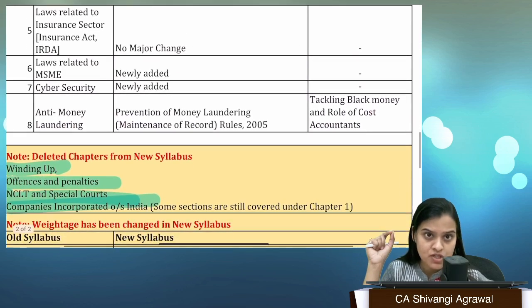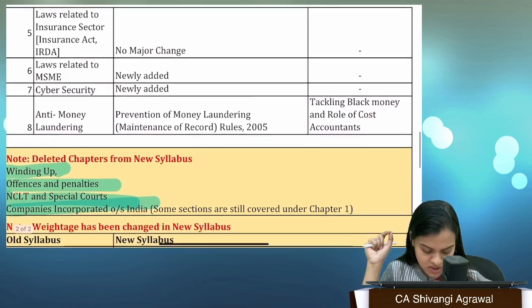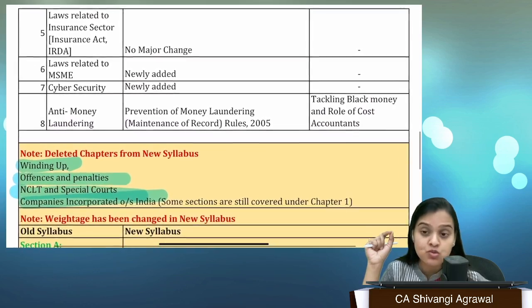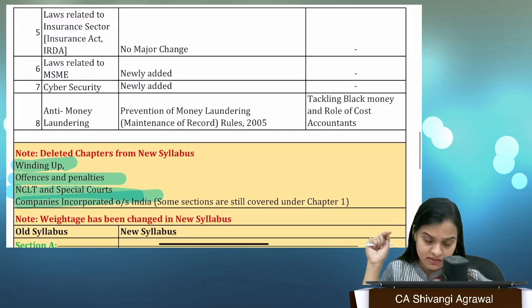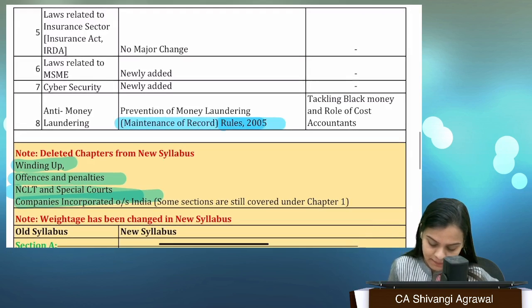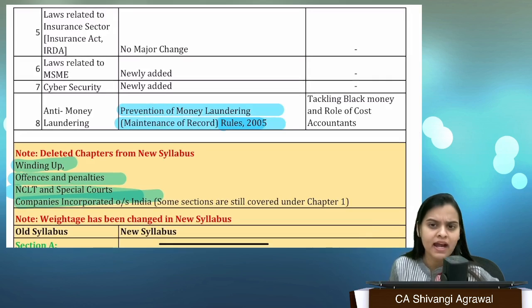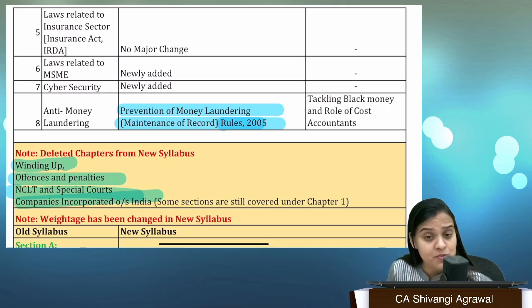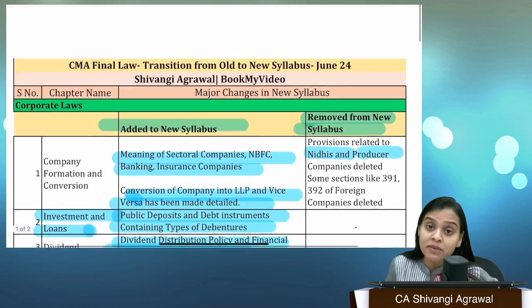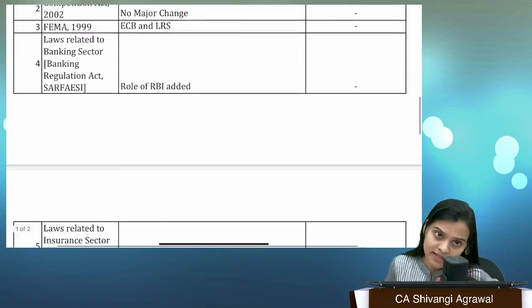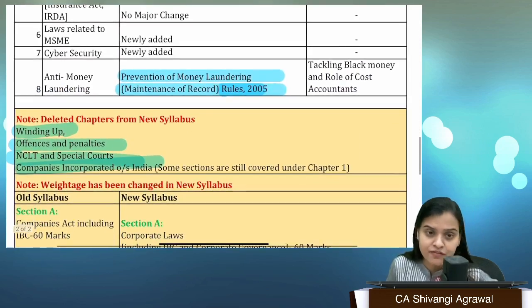Now, if I talk about insurance sector, there is no major change. MSME security, these are the new chapters which have been added. And in money laundering, these rules have been added. And earlier, we also had to read about the role of cost accountants and some strict, different type of things with respect to tackling black money, that has been deleted. So prima facie, these are the major changes chapter wise, which have been identified for your reference.